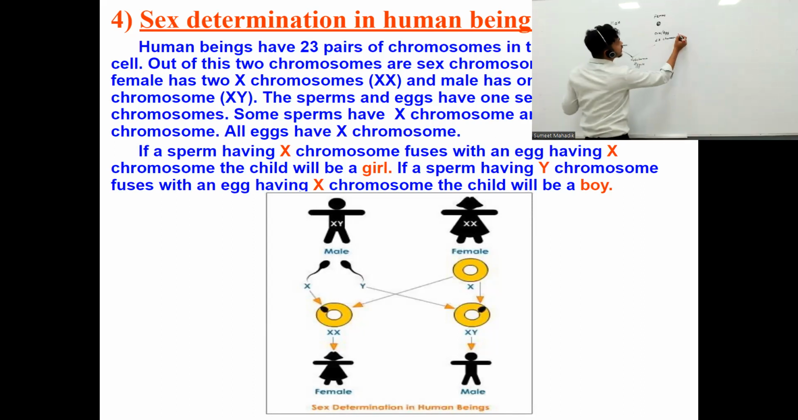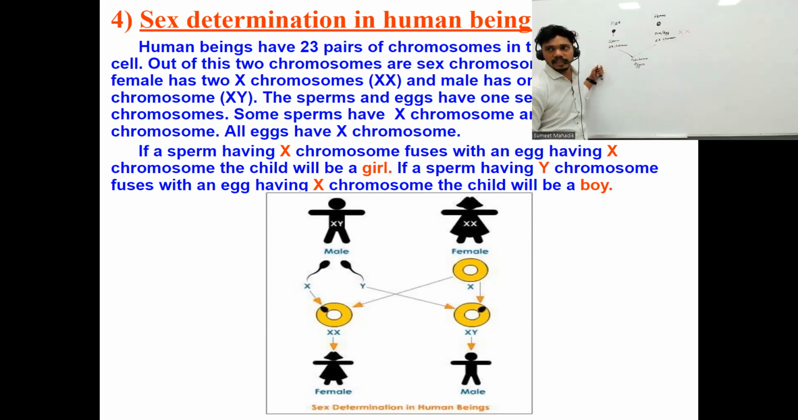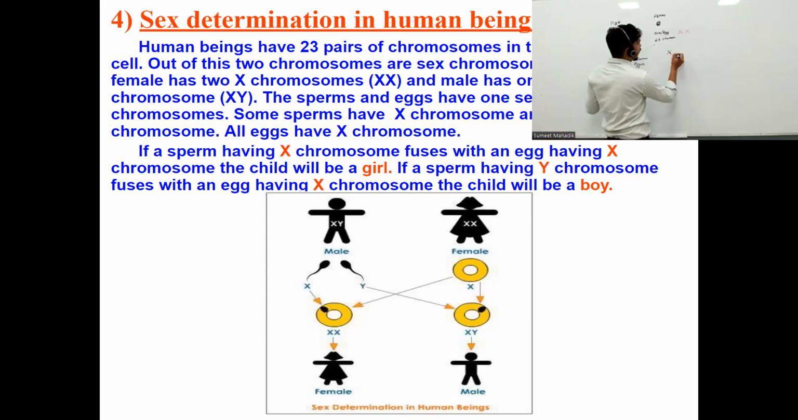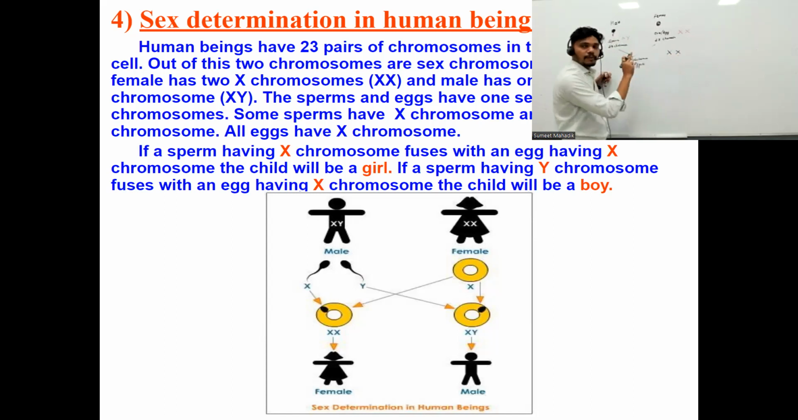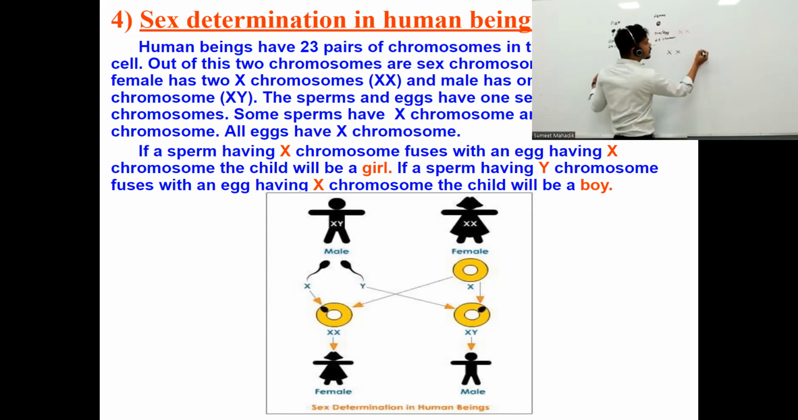Now we know that female has sex characteristic XX. What is XX? Female can give the X chromosome only, but male has X and Y chromosomes. So when it is XX, the female is only giving the X chromosome, so she is not responsible for the sex determination of the fetus. She is not responsible because X will be common in both.